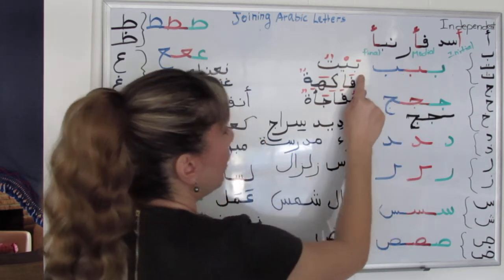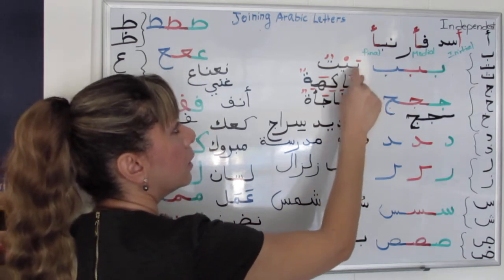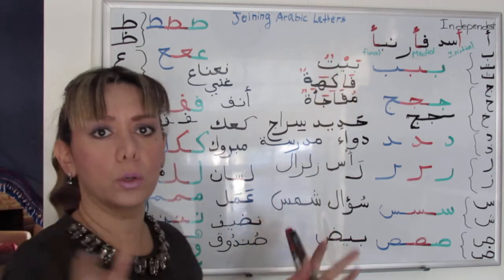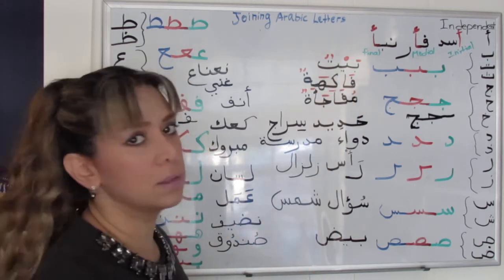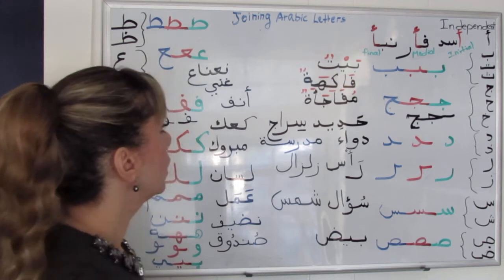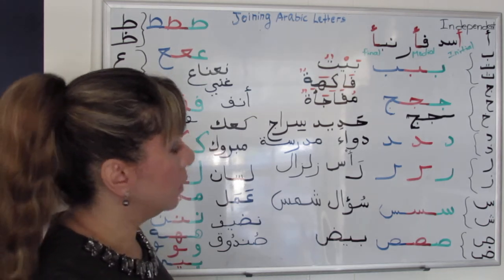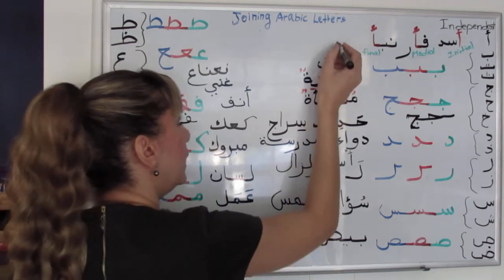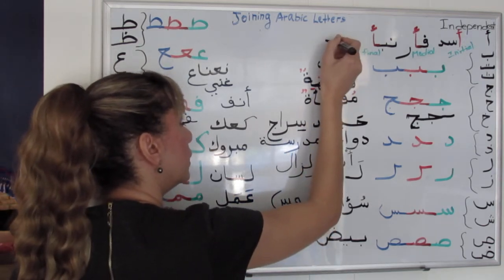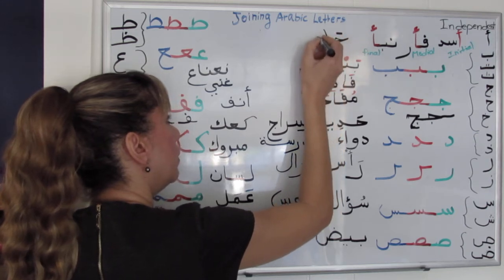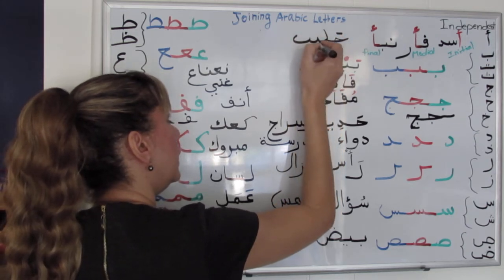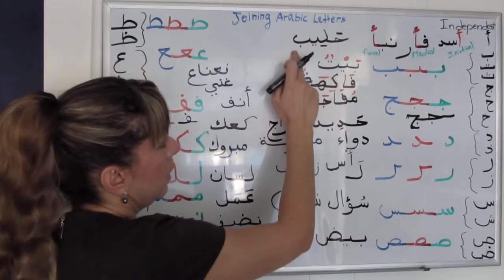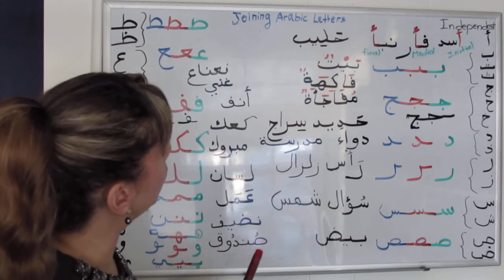Here we have Ba in the beginning, Bait. Ba, Ya, Ta, they all connect. Bait, it means home. Let's check another example with Ba in the end. Halib. Ha, Lam, Ya, Ba, Halib. Halib, it means milk. Here you can see Ba in the end of the word.